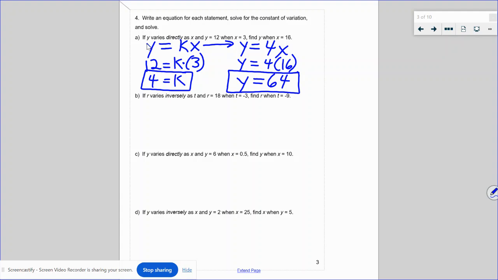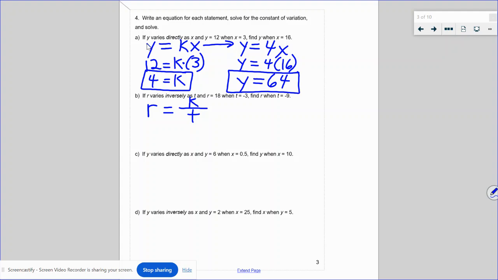To do inverse, we start the same way. Start with your first variable. It says if r, I can go ahead and write r equals, varies inversely as t. There's our other variable t. Remember, your variable has to go on the bottom. And your constant k has to go on the top.